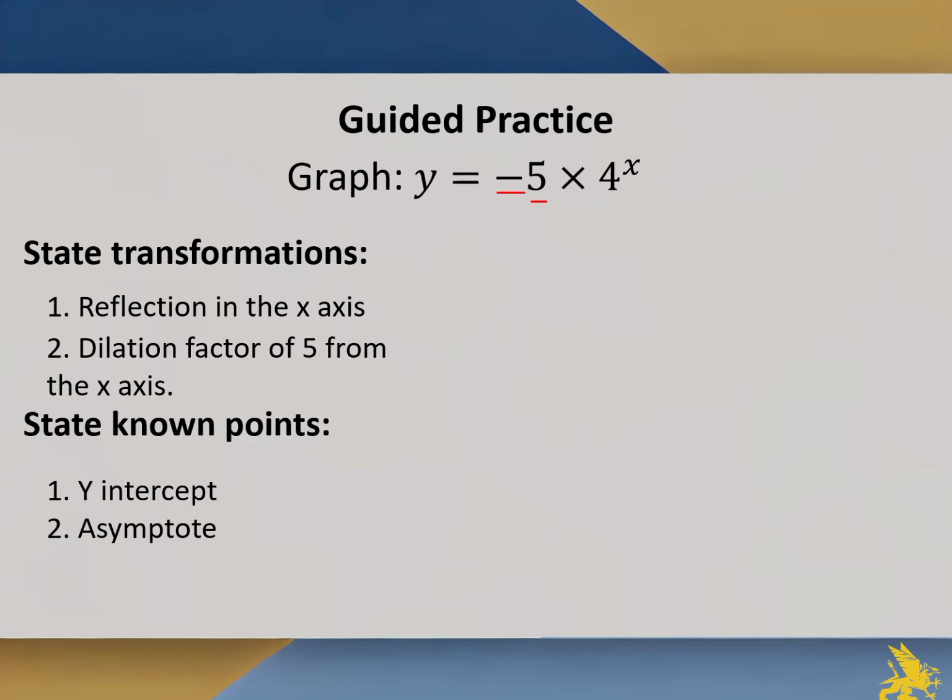The next, state known points. So we've got our y-intercept, which will always be when x is equal to 0. So that means if x is 0, I've got 4 to the power of 0, which is 1. 1 times -5. Our asymptote is still going to be y equals 0 because there is no vertical movement. So from this, I'm able to draw my graph.